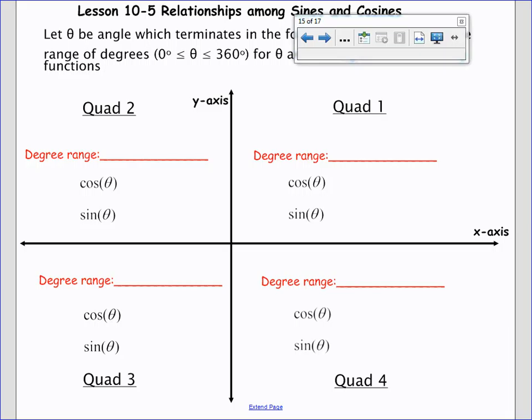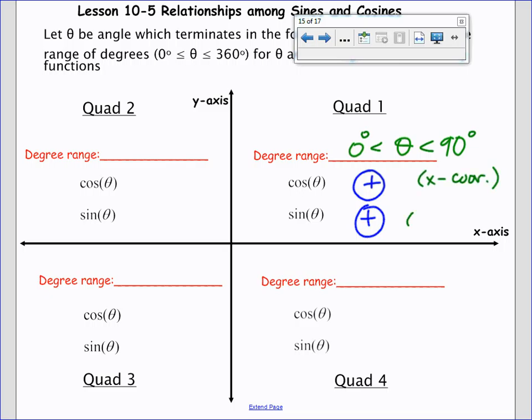We can determine the values of sine and cosine by considering the signs of the x and y coordinates. Quadrant 1, our x coordinates and y coordinates are both positive, and the degree range is from 0 to 90 degrees. The values of sine and cosine are both positive because cosine is just the x coordinate, and sine values are just the y coordinate.